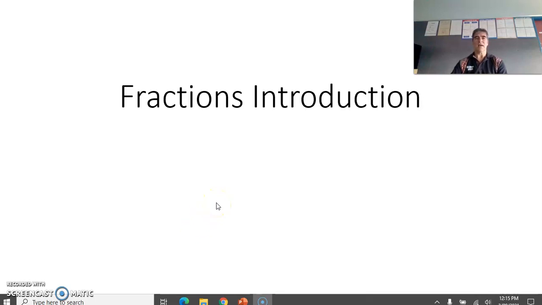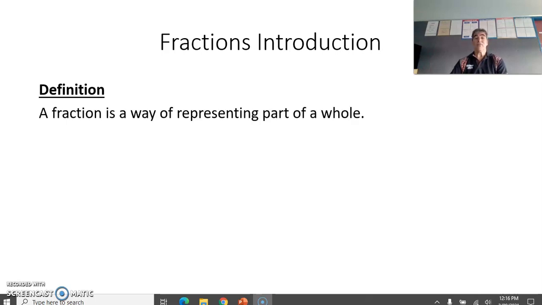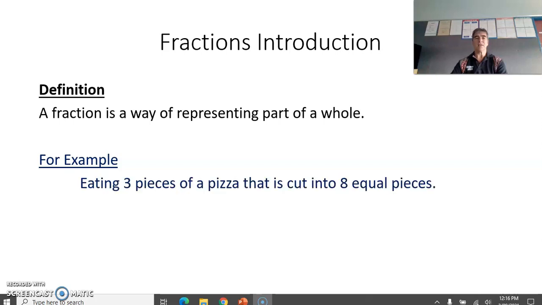What we're going to have a look at today is just a basic introduction to fractions. So let's start with a definition. A fraction is a way of representing part of a whole. So we all have known about having part of an apple and so on. What we're going to have a look at, for example, is eating 3 pieces of a pizza that is cut into 8 equal pieces. So we can write that as 3/8. And that just represents 3 of the 8 pieces, or 3/8.